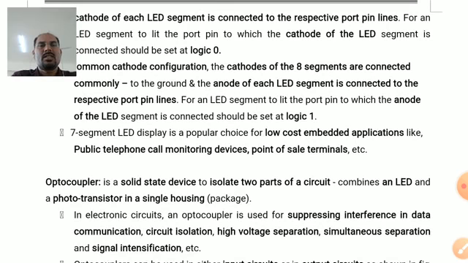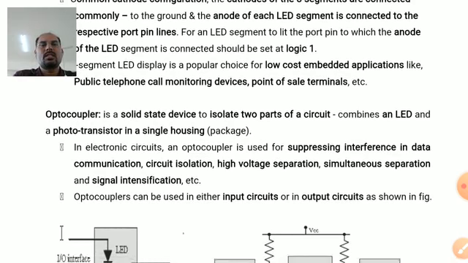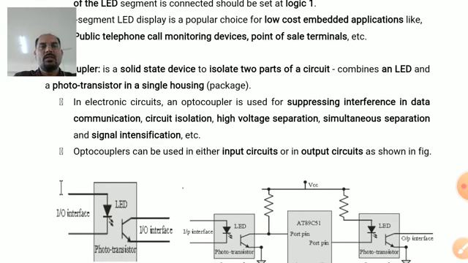These 7 segment LED displays are used in low cost embedded applications such as public telephones, call monitoring devices, point of sale terminals, etc. Then we'll discuss the next type of device, called an optocoupler. It is a solid state device used to isolate 2 parts of a circuit. It is a combination of an LED and a phototransistor in a single package.